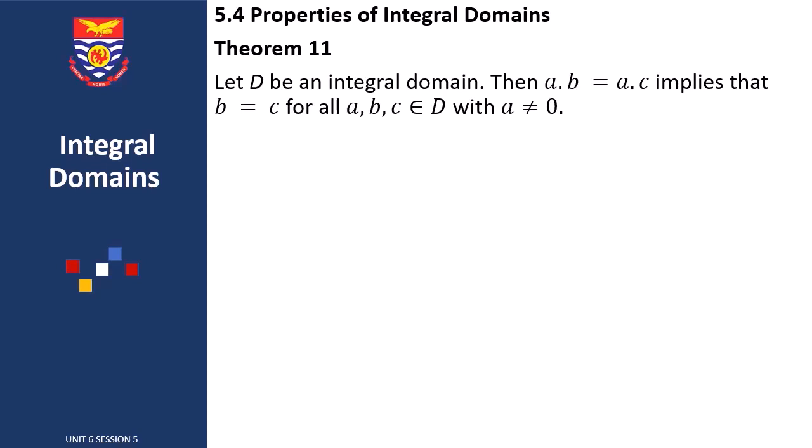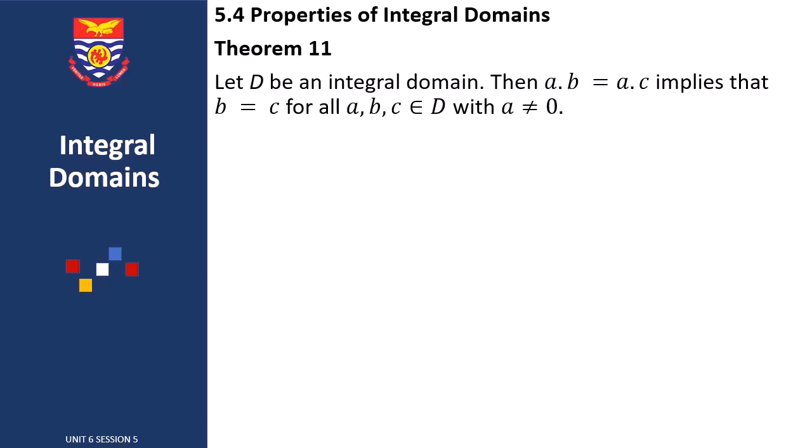Let D be an integral domain, then A dot B equals A dot C implies B equals C, with A not equal to 0. Don't forget about your cancellation law. Let me help you to prove this one small.